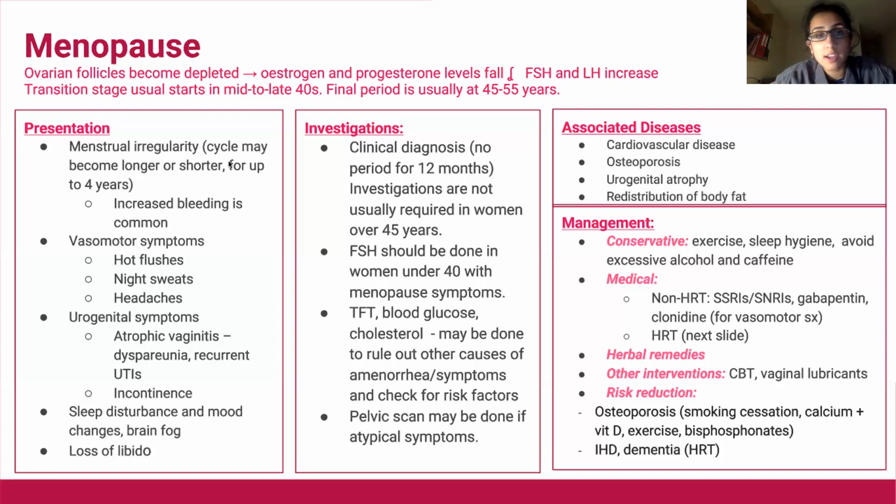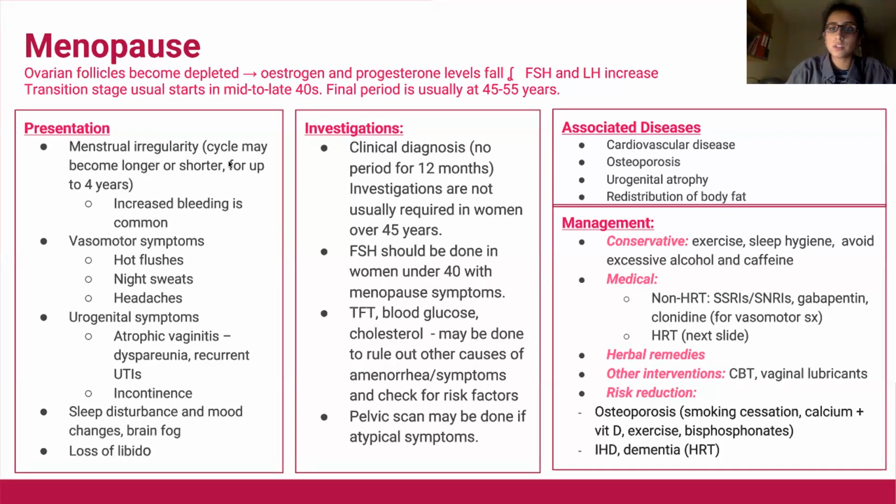In terms of the diagnosis, it's a clinical diagnosis if women are over 45 years old. But if women are under 45 years old, specifically under 40 with menopause symptoms, you should do an FSH as well to exclude something specific like premature ovarian insufficiency. You also do other things to rule out other causes of amenorrhea if it's clinically indicated: thyroid function, blood glucose, cholesterol. It's a check for risk factors for ischemic heart disease. However, usually it's a clinical diagnosis.